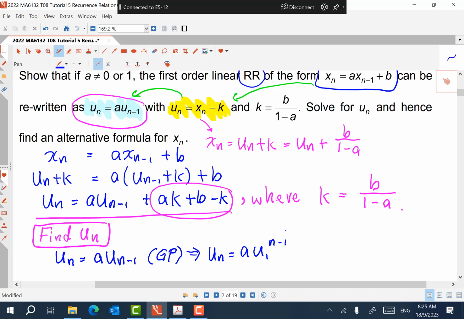Agreed? Vishwa, do you agree? Right. Then the question mark is, what is u1? Okay, Vishwa, what is u1?